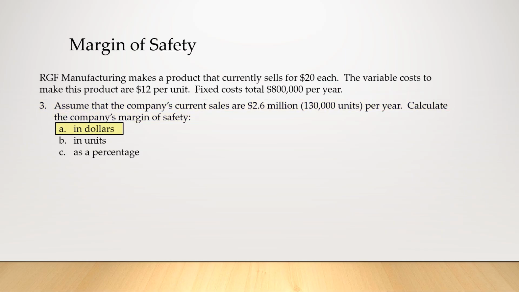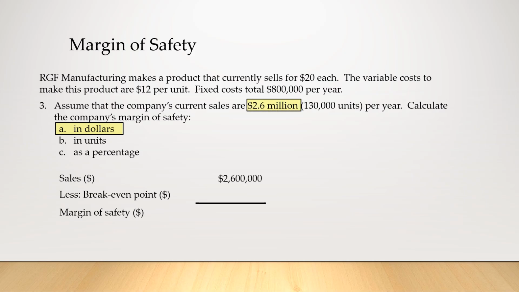Starting with Part A. Margin of safety is calculated as the difference between sales and the break-even point. All it measures is how much revenue a company can lose before it no longer generates a profit. Calculating this item as a monetary amount, we take the given sales revenue of $2.6 million and subtract the break-even point of $2 million, and the margin of safety is $600,000.